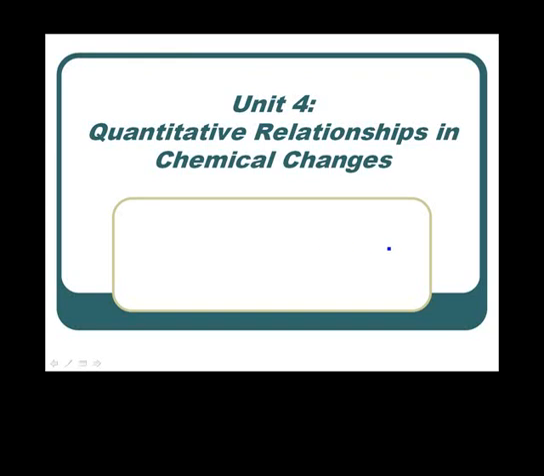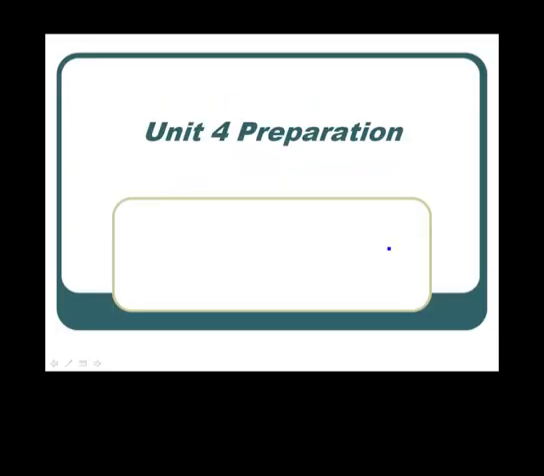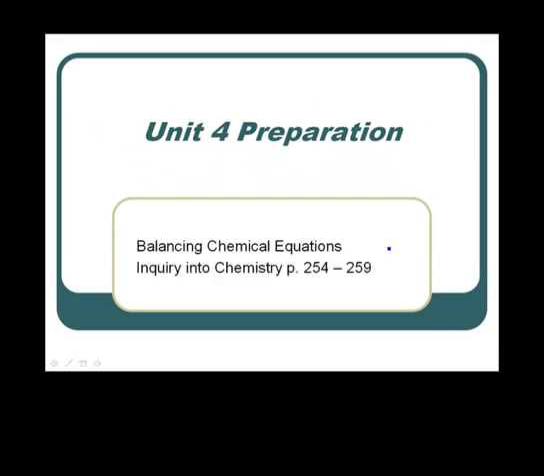Welcome back. This is the beginning of the end, Unit 4, Quantitative Relationships and Chemical Changes. It covers Chapters 7 and 8 in your Inquiry into Chemistry textbook. And we'll start with the unit preparation. So we're going to look at balancing chemical equations. In your textbook, it's pages 254 to 259.